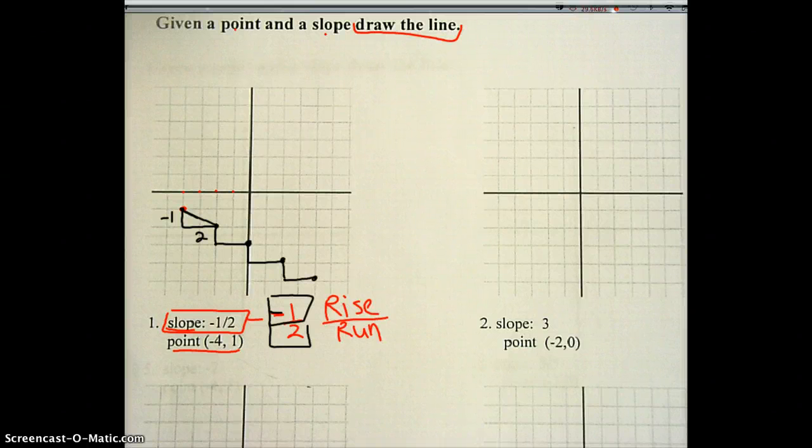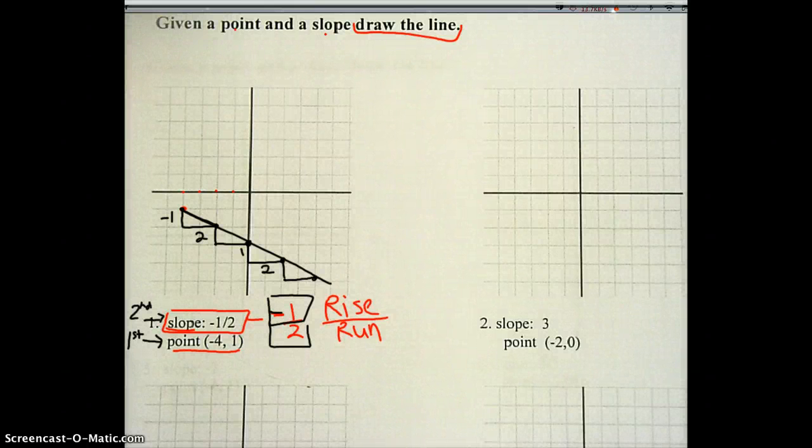This is my line. All these points with a rise of 1 and a run of 2 are on my line. Okay, so let's review. You start by graphing the point. So that's first. Then you use your slope second to find more points. We're going to do one more together, and then I want you to try some on your own.